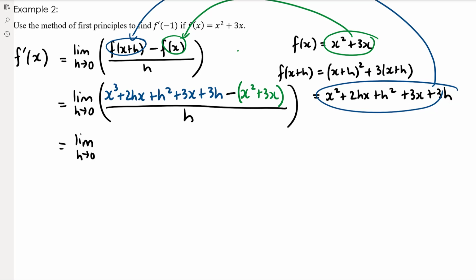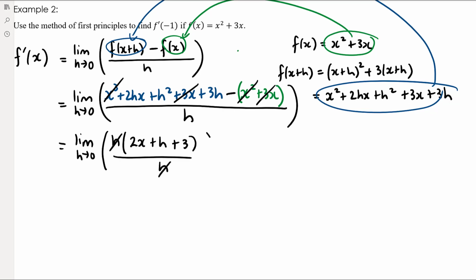Okay, so what we see here, a couple of things will cancel. We're going to have x squared minus x squared. We're also going to have plus 3x minus 3x. Alright, so this happens every time when you do derivative by first principles. The terms that have nothing to do with h all cancel out when you do the subtraction. And then what that means is every term that remains has h as a common factor. So that's why you're always going to be able to find the limit, because you can take h out and you'll have 2x plus h plus 3.